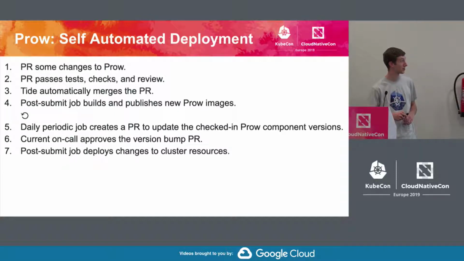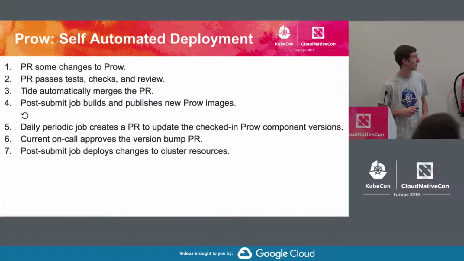Prow automatically creates a PR that finds the most up-to-date version of the images that have been published, and bumps all of our config to that version. And then when a human looks at that and says, hey, I'm at the keyboard, it's okay to actually update Prow right now, all they have to do is approve the PR. And as soon as that happens and the PR merges, another post-submit job detects that we have changed the cluster config and will automatically deploy all that config.